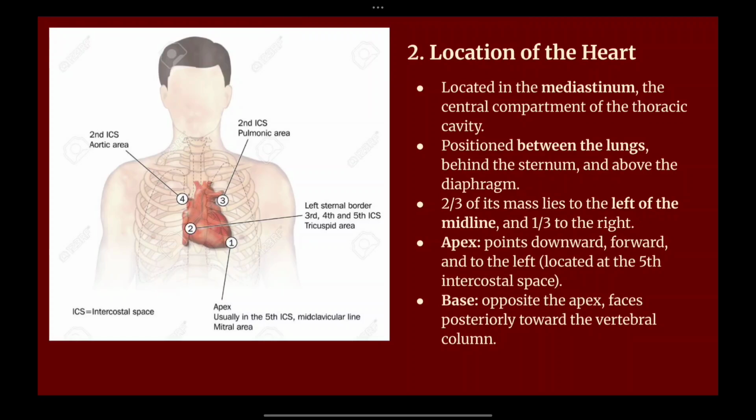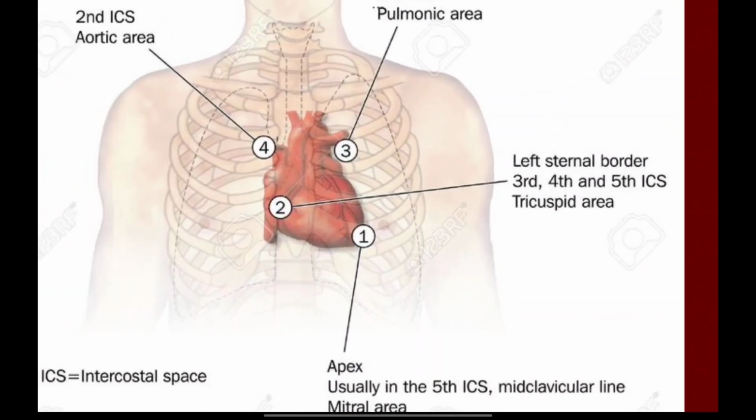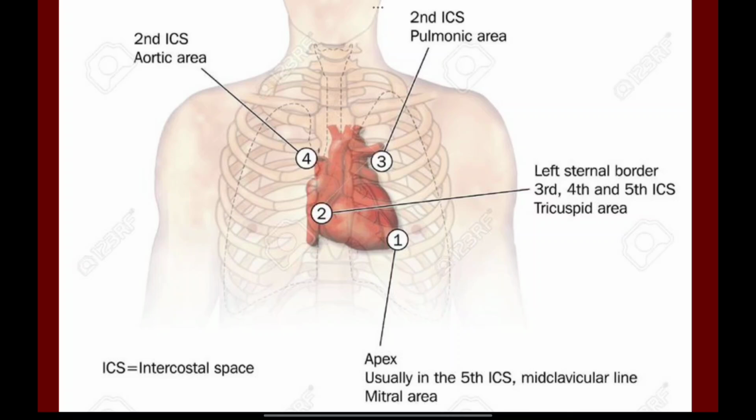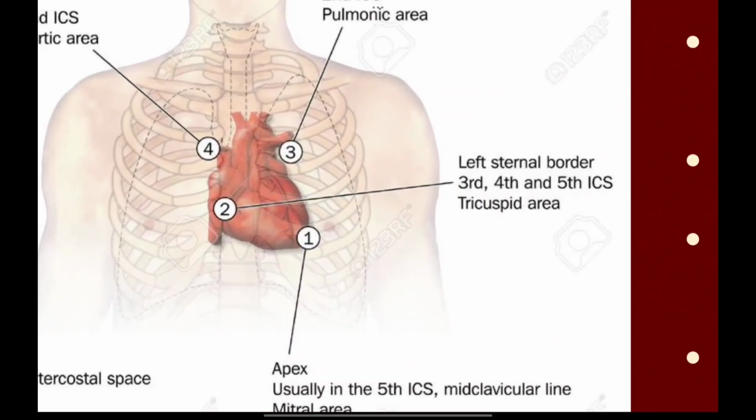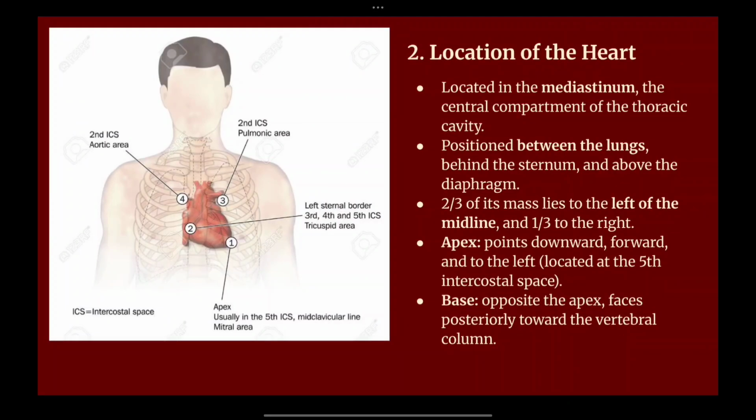Now two-thirds of its mass lies on the left side of the midline. So you can see that if this is the midline that is passing through the body, giving two sides of the body, here the heart's mass is mostly contributed on the left side of the midline, and one-third is on the right side.